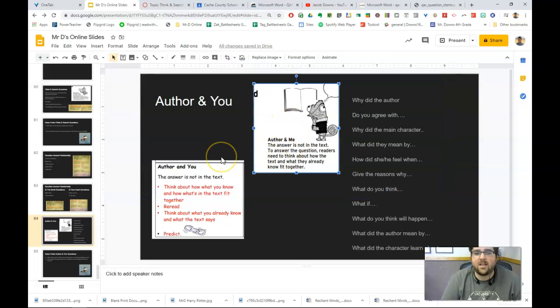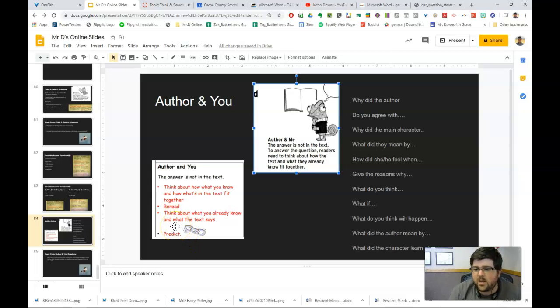Author and me. The answer is not in the text. To answer the question, readers need to think about how the text and what they already know fit together. With this one, you're trying to get into the author's brain to understand why they said something the way they did. It's a good idea to reread sections of the text to figure out what's going on in it. Then you have to think about what you already know and what the text says, and a lot of times you're having to make predictions.